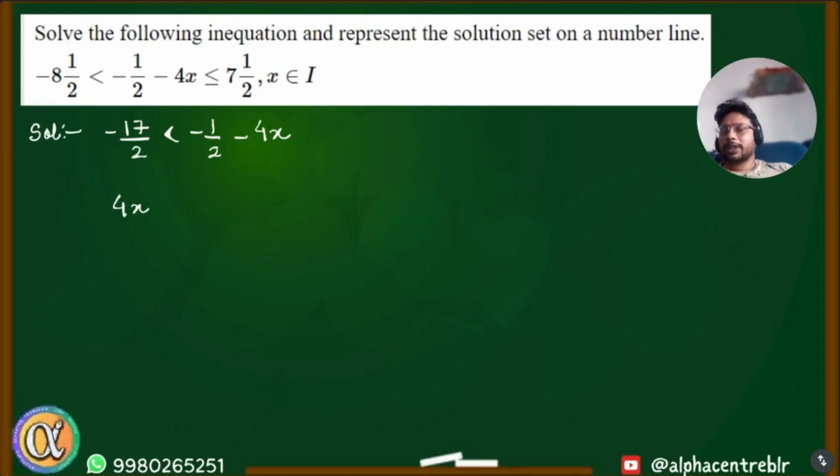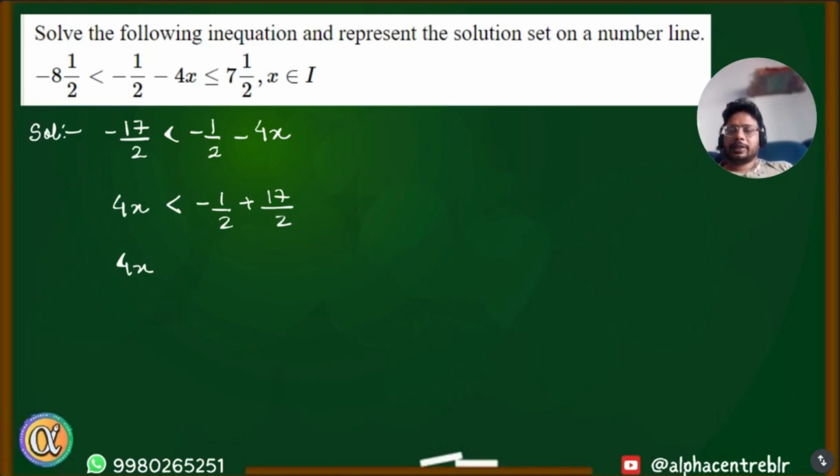Let's make x positive, take it to the other side, it becomes 4x. Then minus half, bring 17 by 2 to the other side, becomes plus 17 by 2. Simplify this: 17 minus 1, 16. 16 by 2, 8. So 8 is less than 4x, which means x is greater than 2. Simple. Same thing on the other side.